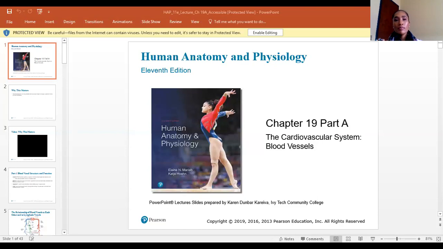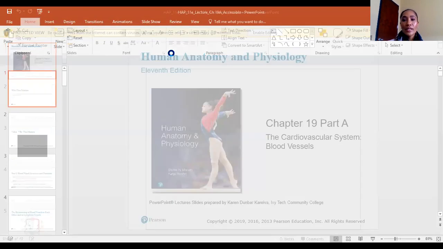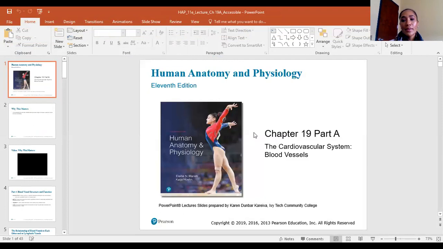Okay, so today we're going to talk about chapter 19, and we are going to break this virtual lecture up into 3 different parts. So there'll be 3 different videos in hopes of keeping these videos shorter rather than longer. So we are going to be discussing the cardiovascular system, but more specifically blood vessels today.